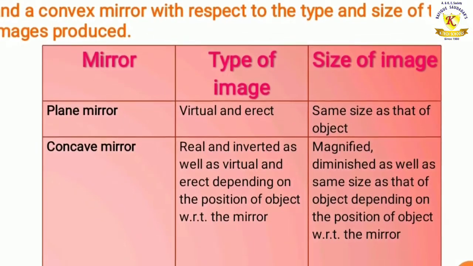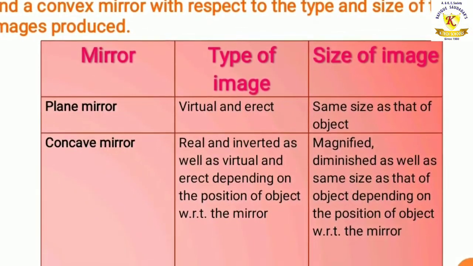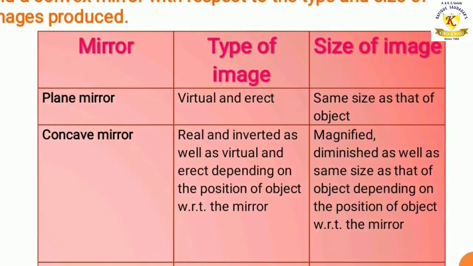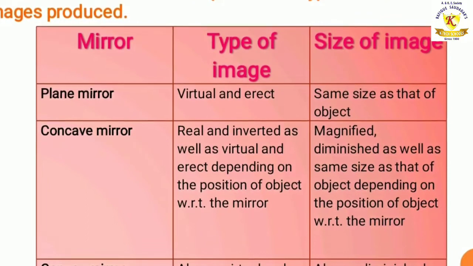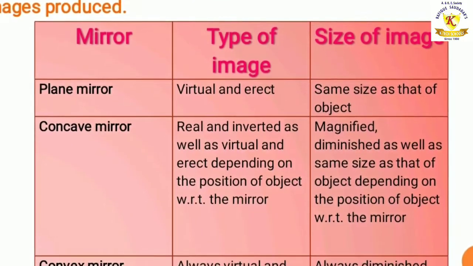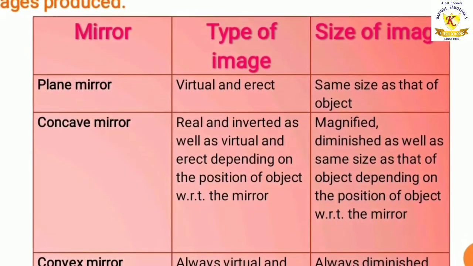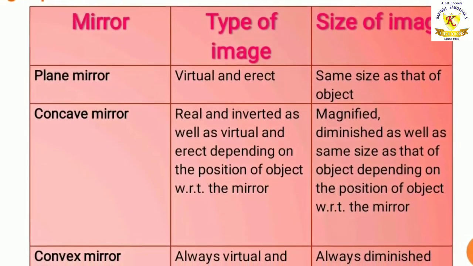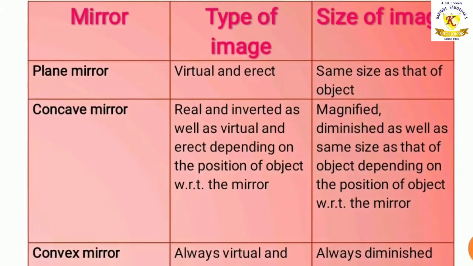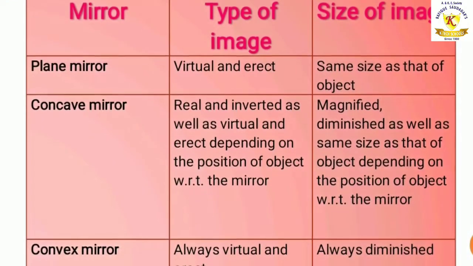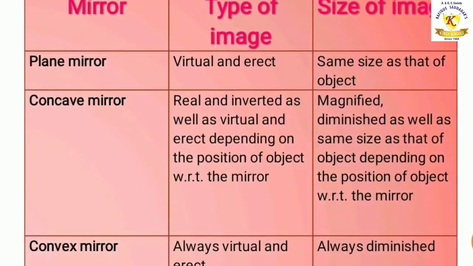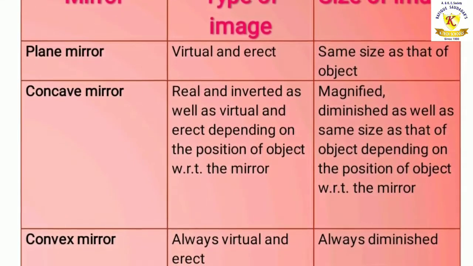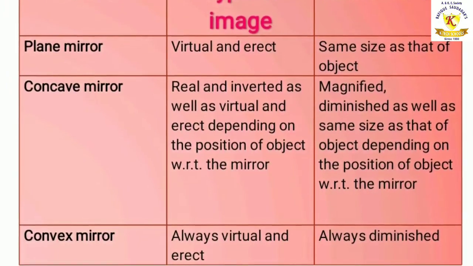Concave mirror: real and inverted as well as virtual and erect, depending on the position of the object with respect to the mirror. Image will be magnified, diminished as well as same size as that of the object, depending on the position of the object with respect to the mirror. Convex mirror: always virtual and erect, and the size of the image will be always diminished.